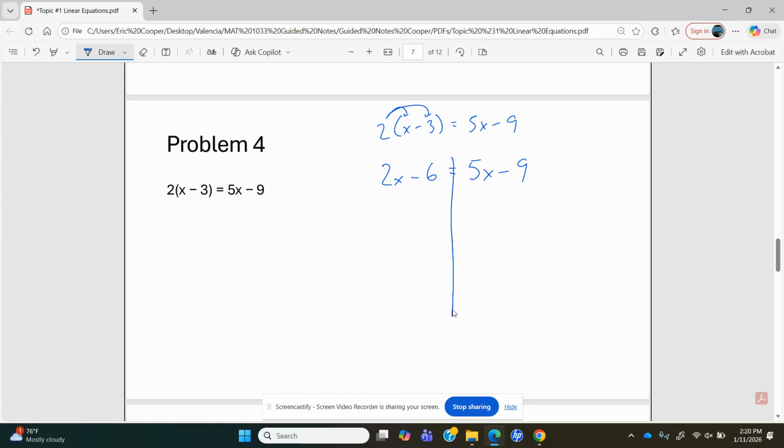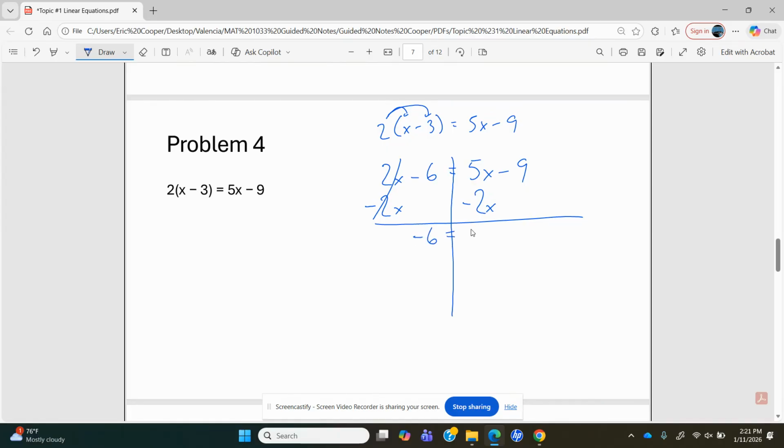Again, my goal is to get x on one side, and I take a look and I say I have a 2x and a 5x. The 2 is the smaller value, so I want to move the 2 instead of the 5. This is a positive 2x. In order to move a positive 2x, I need to subtract the 2x. I'm also going to do the same to the other side, making sure I subtract it from the 5x because that's its like term. I drop down the negative 6.